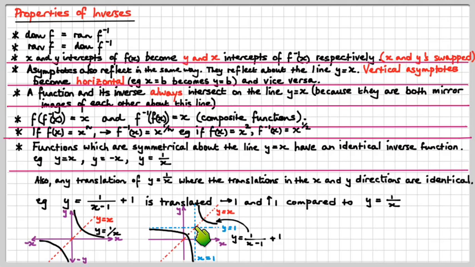So if you do that, the intersection of the asymptotes of the y equals 1 over x graph is still on the line y equals x. This new graph is still symmetrical about the line y equals x, and therefore, ladies and gentlemen, the inverse is going to be exactly the same as the original. Isn't that something?